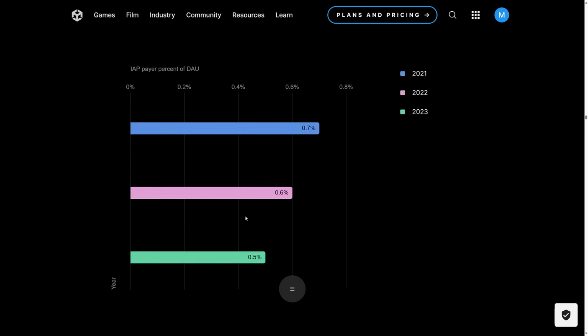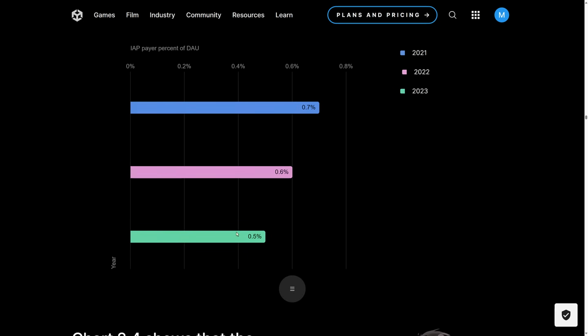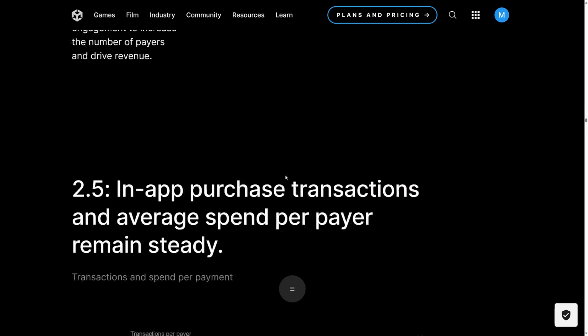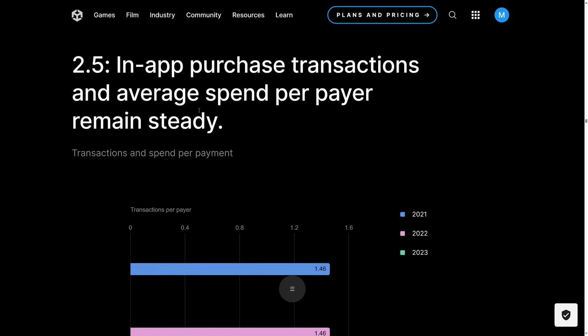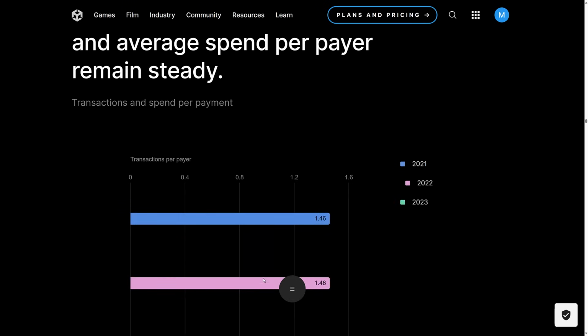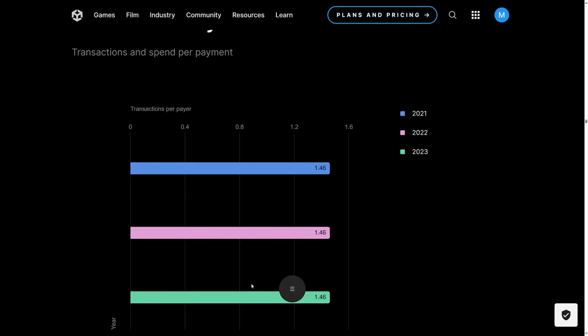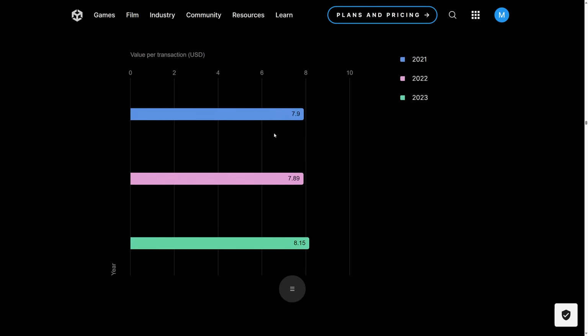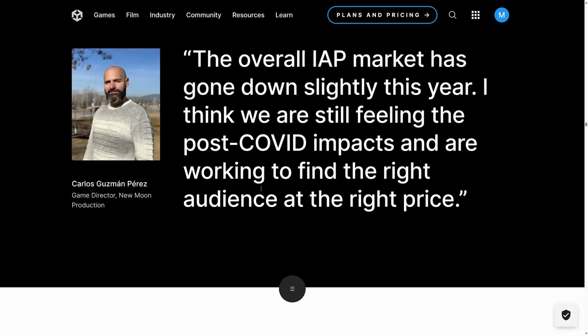So you can see year over year over year. Honestly, I hate this kind of marketing, so I would love to see this market start falling apart for sure. And then in-app purchase transactions and average spend per player stayed very steady. So people are paying the exact same amount per user. And the value per transaction average has actually gone up. So less people are buying stuff, but they're spending more money, it would appear.